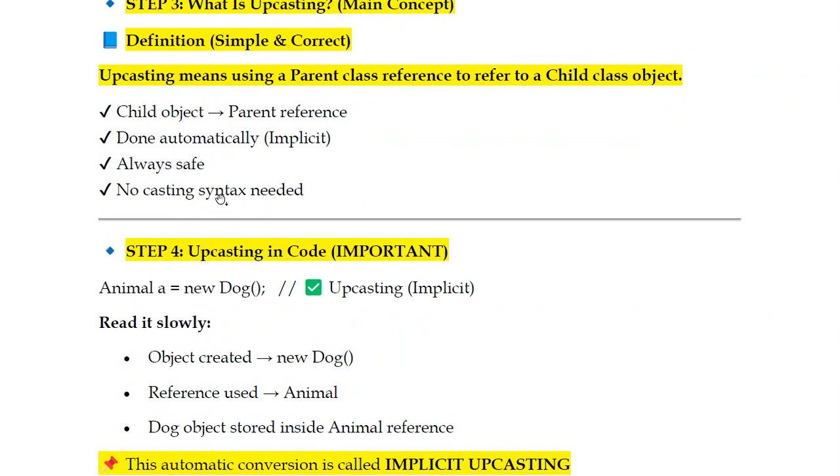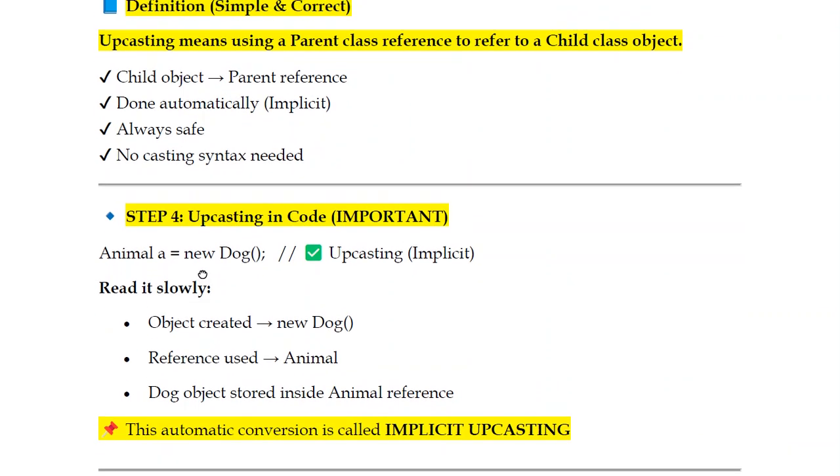Always safe, no casting syntax needed. So with all these points we'll discuss now, only then will you be able to understand. This is the upcasting in the code. Upcasting, implicitly, I mentioned. So on the left side, you are giving a parent class reference, and on the right side you are creating the child class object.